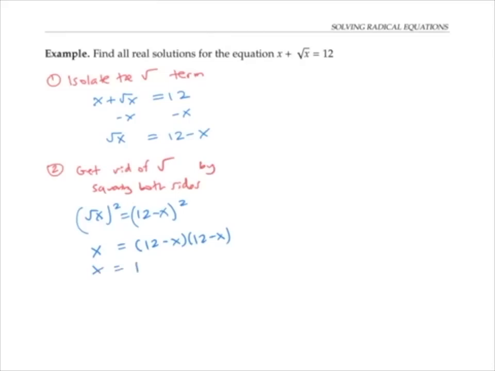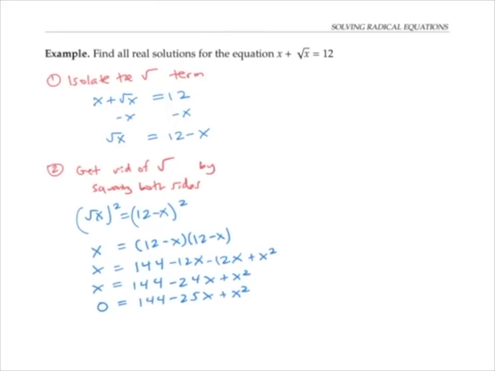12 times 12 is 144. 12 times minus x is minus 12x. I get another minus 12x from here. And finally, minus x times minus x is positive x squared. So I can combine my minus 12x's, that's minus 24x. And now I can subtract x from both sides to get 0 equals 144 minus 25x plus x squared.